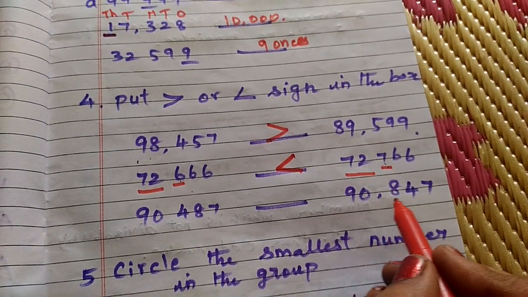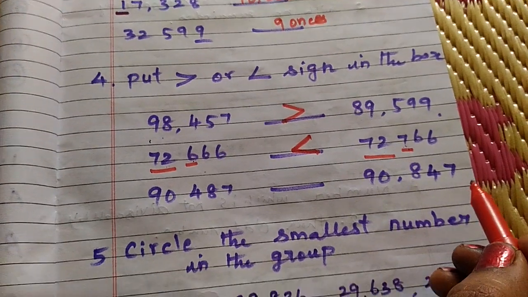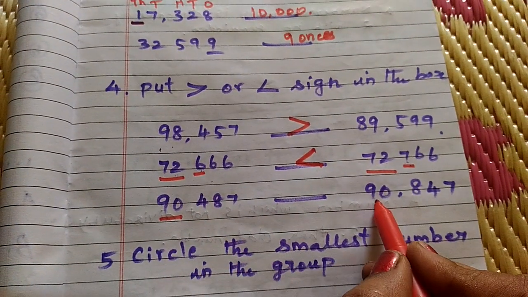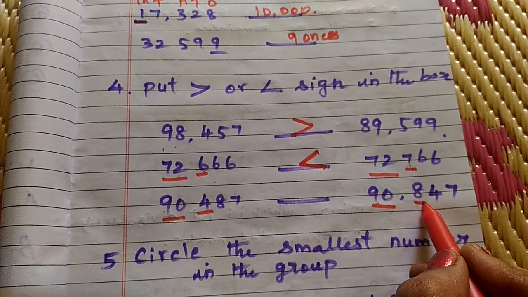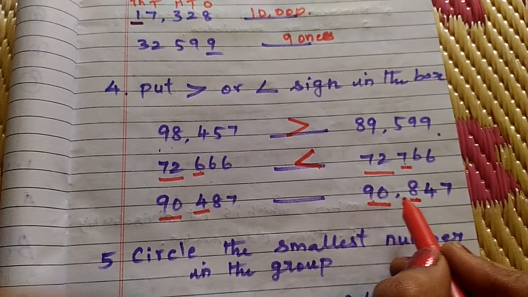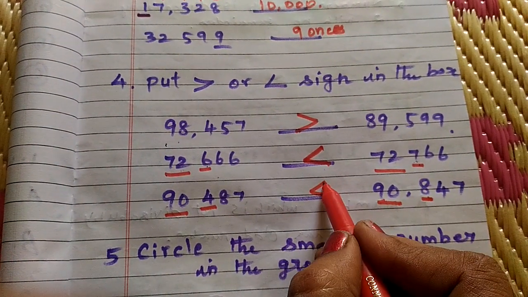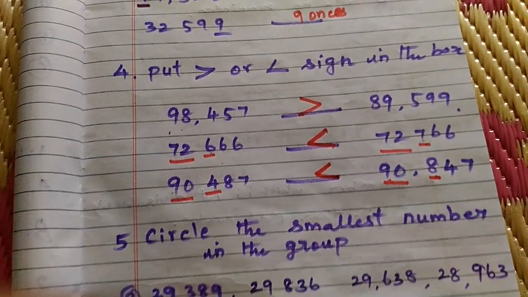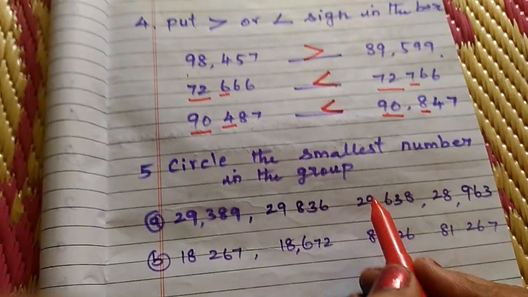90,487 and 90,847. See here, 90,000, 90,000. 400, 800. Which one is big? 400 or 800? 800 is big. So 90,847 is the big number. This is less than.